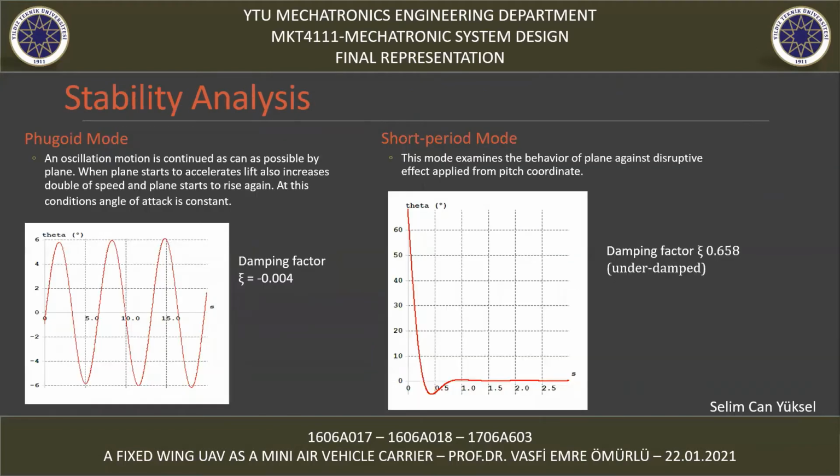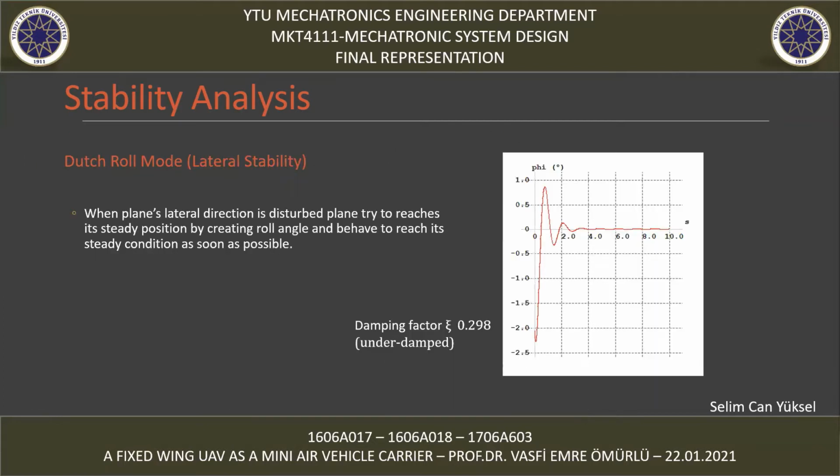Phugoid mode: an oscillation motion is continued as long as possible by the plane. When the plane starts to accelerate, lift also increases with the square of speed, and the plane starts to rise again. At these conditions, angle of attack is constant. Short period mode examines the behavior of the plane against a disturbance applied in the pitch coordinate. After analysis, the damping factor is obtained as 0.658, which is sufficient for the plane.